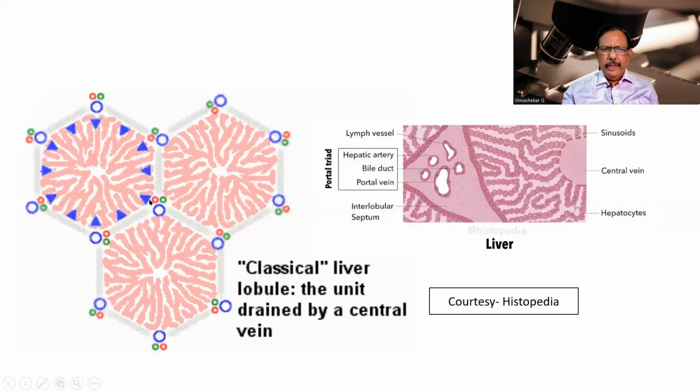Again, a beautiful one. In this, actually, the picture is wrong because every angle is showing the portal triad. It should be alternate. Anyway, the cords of hepatocytes are quite good. The portal triad is well made out, and the classic liver lobule is seen, courtesy Histopedia.